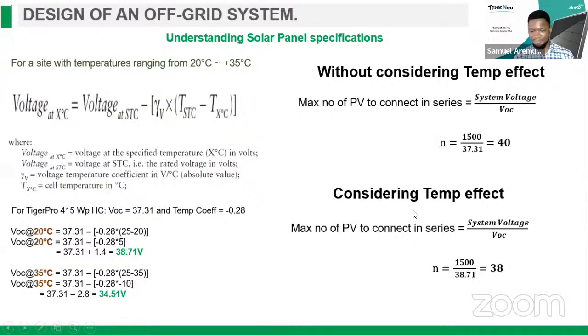So when you consider temperature coefficients, let's say you don't consider the temperature of that environment. You have 1,500 divided by 37.31. You can actually connect 40 panels in series to make up 1,500 volts. And if you consider the temperature coefficient, that means the maximum number of panels you can safely consider for a 20 degrees Celsius ambient temperature is 30 panels. That is just to show the effect of temperature on solar PV modules.